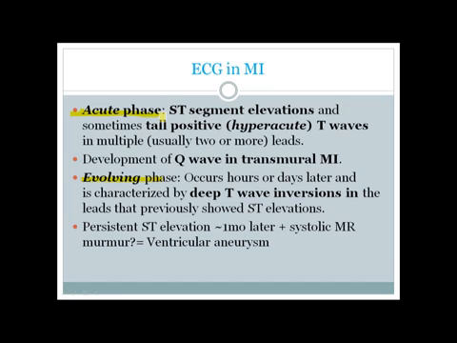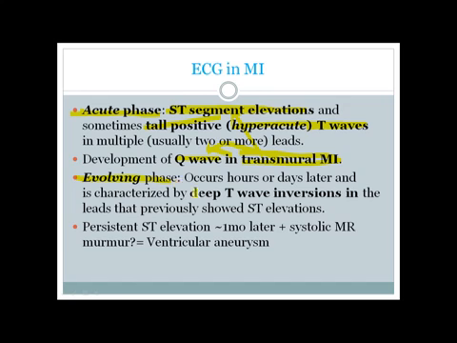ischemia, and the acute phase is characterized by typically ST segment elevation, which is the most common type of ECG change, but sometimes there can also be tall positive or hyperacute T waves. Those two are the most common features. But later on, there might be development of Q wave in case of transmural MI. Transmural MI is actually associated with Q wave development and also ST segment elevation.